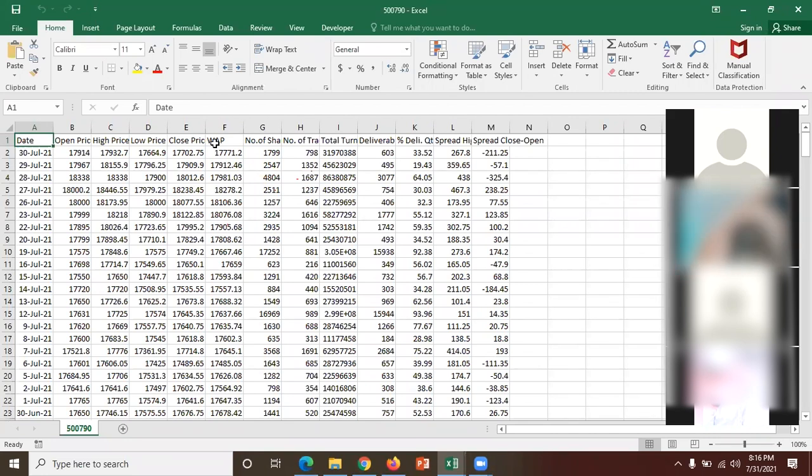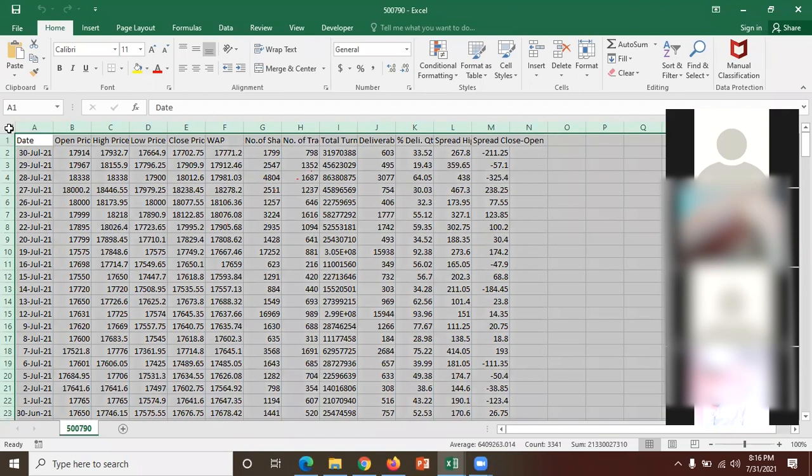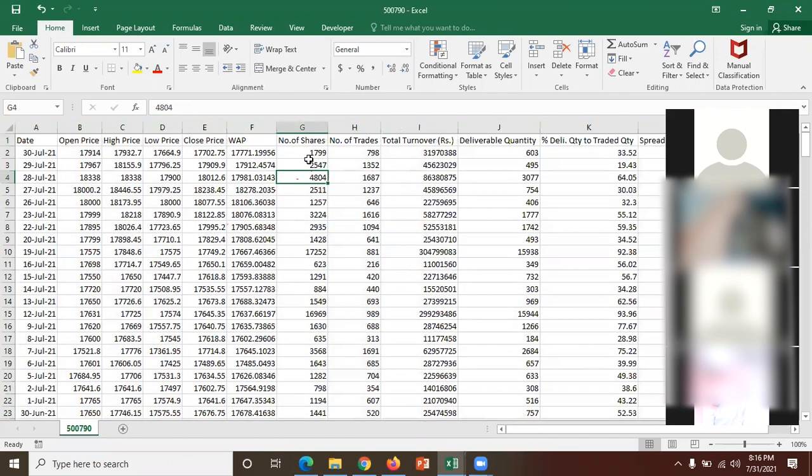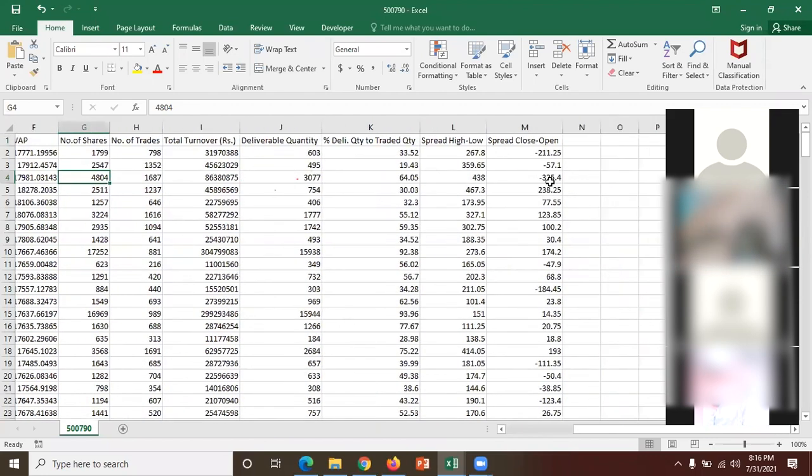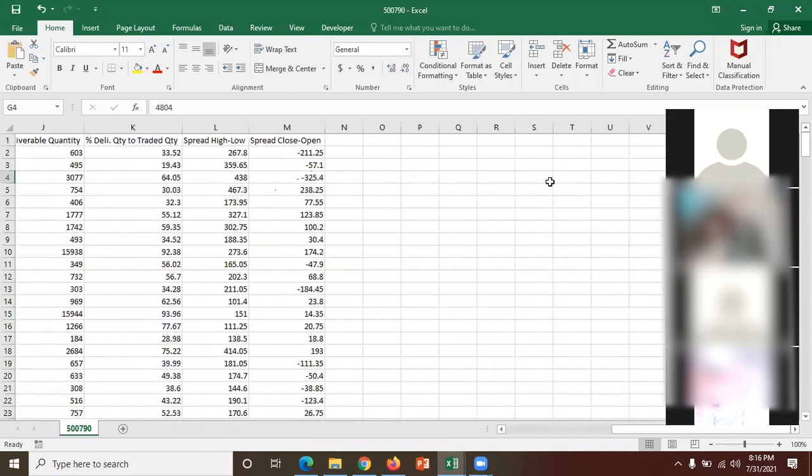What is VWAP? Full form? Volume Weighted Average Price. Total number of shares traded, turnover, how much delivery was done, and the data, how much was the spread, okay?